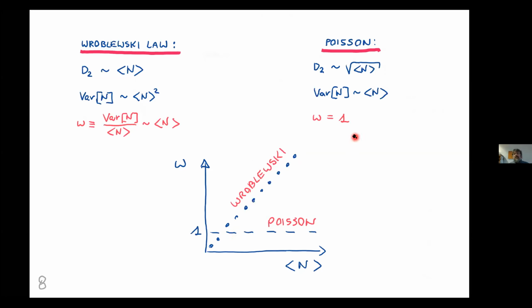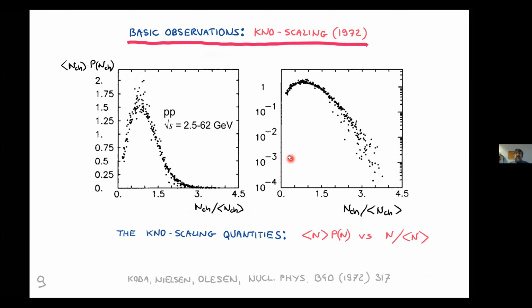And then you go to the Poisson distribution. We just reminded ourselves the Poisson variance is proportional to n, which means the scaled variance is 1. I'm just repeating, right? So you see here the scaled variance is proportional to n. Here it is 1. So this is how this dramatic plot appears here, right? The scaled variance and Poisson, kind of reflecting statistical models, qualitatively at least, and the data on pp and e+e- collisions. Now, the Wroblewski law is equivalent to the Carnot scaling.